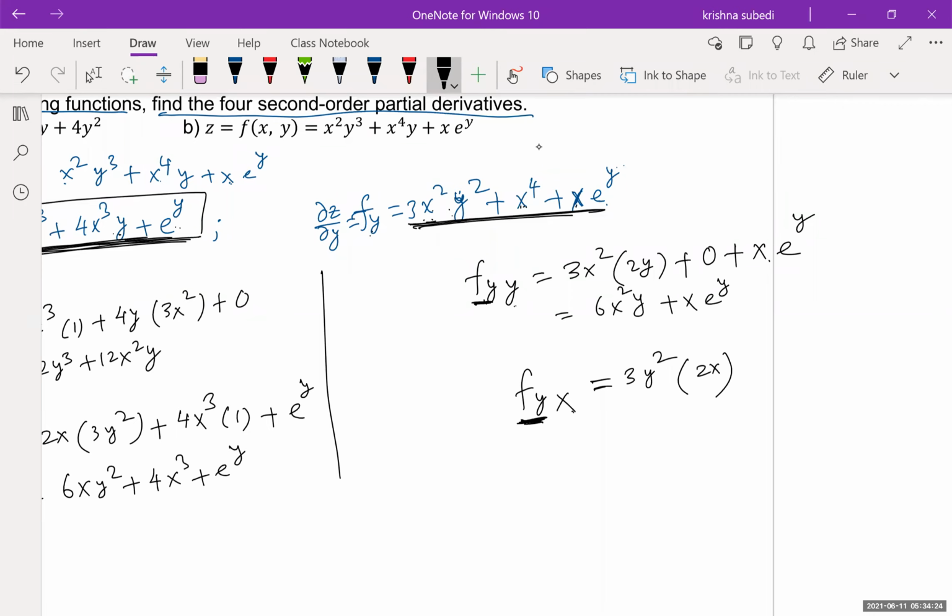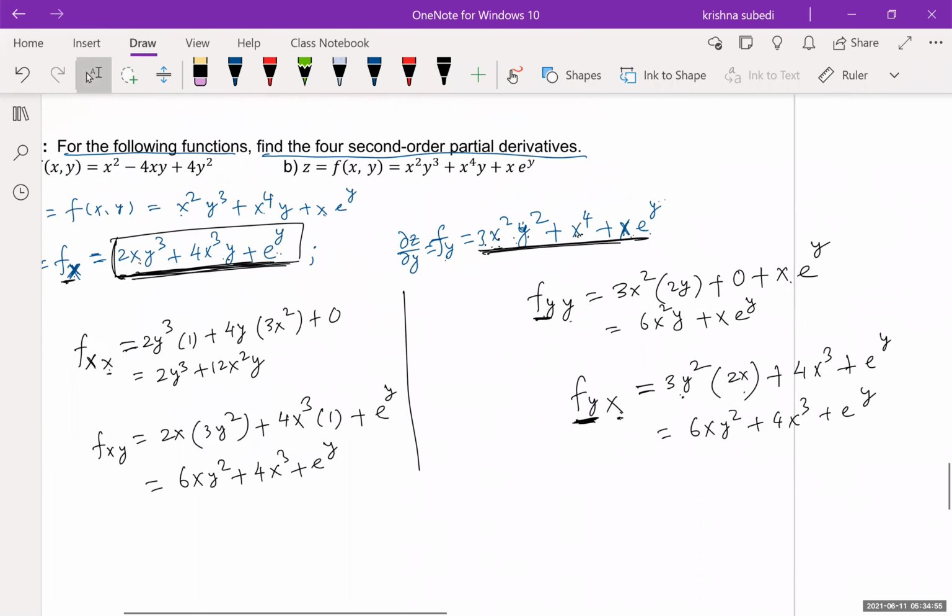3y squared, because we are differentiating with respect to x, that means y is constant. So 3 and y squared are constant, I just copy it as it is. And the derivative of x squared is 2x, plus the derivative of x to the power 4 is 4x cubed, and the derivative of this one will be e to the y by itself. So if you write this nicely, 6xy squared plus 4x cubed plus e raised to power y.